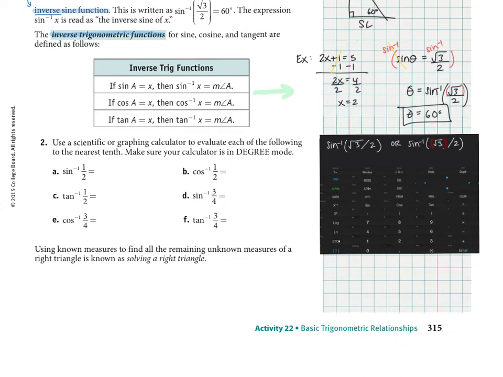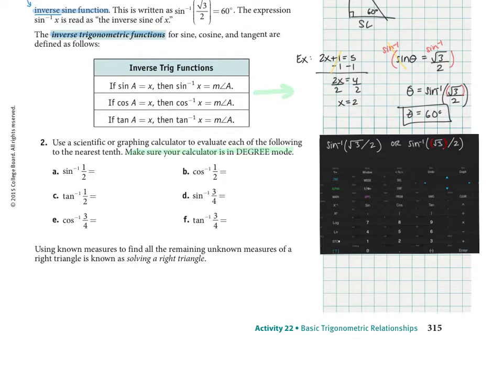Well, let's keep going and start looking at number 2 here. It says use a scientific or graphing calculator to evaluate each of the following to the nearest tenth. It says make sure your calculator is in degree mode. That's something else I forgot to bring up, degree mode. So I'm going to go ahead and highlight that.